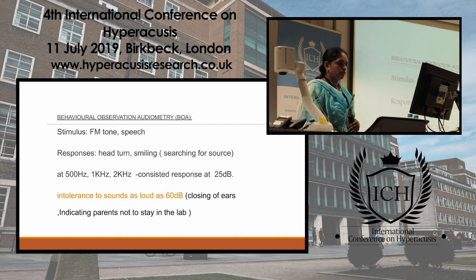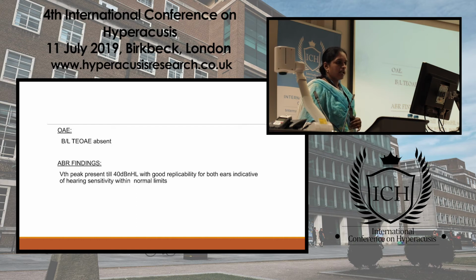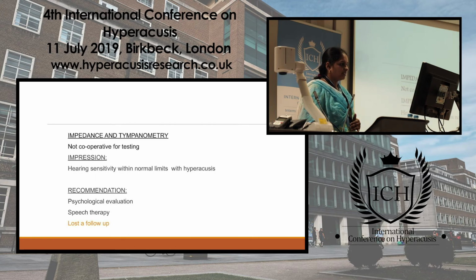Those kinds of responses were obtained for FM also, and for 500 Hz, 1 kHz, and 2 kHz tones at around 20 to 25 dB HL. There was intolerance to sounds as loud as 60 dB, and the child's response was closing his ears and indicating that he wanted to go out of the clinical lab itself. Otoacoustic emissions were carried out, and bilateral TEOAE were absent, and in ABR the fifth peak was present at 40 dB nHL with good replicability and morphology. It is indicative of normal hearing sensitivity.